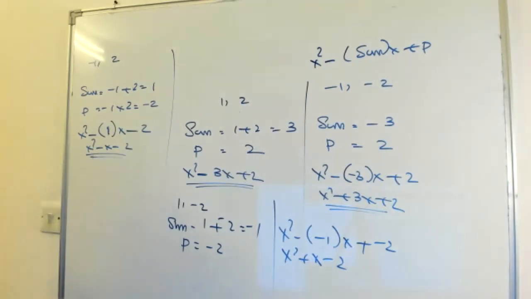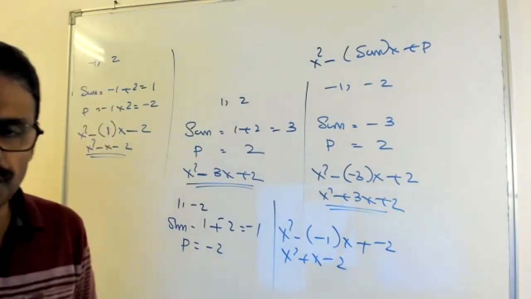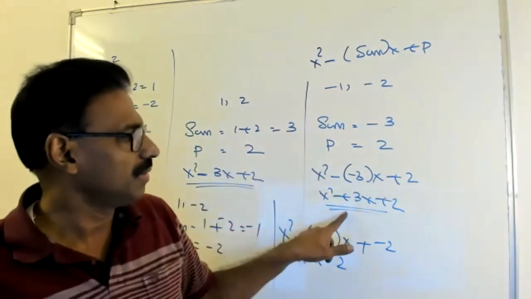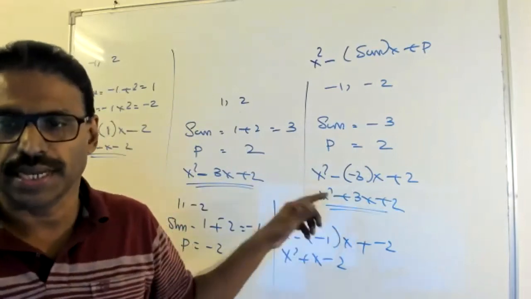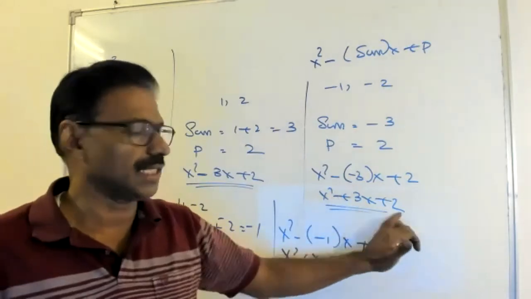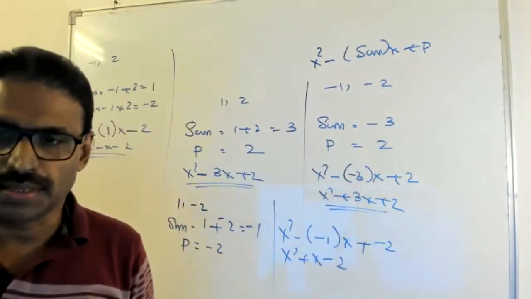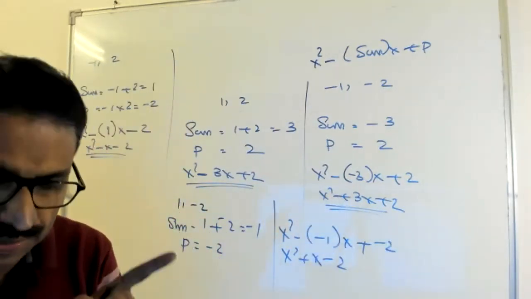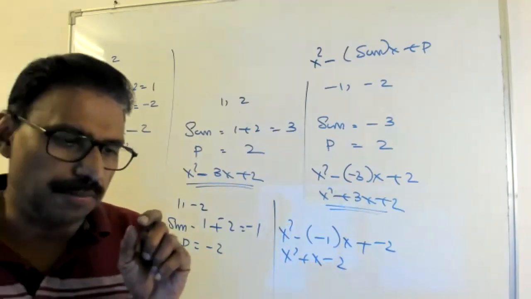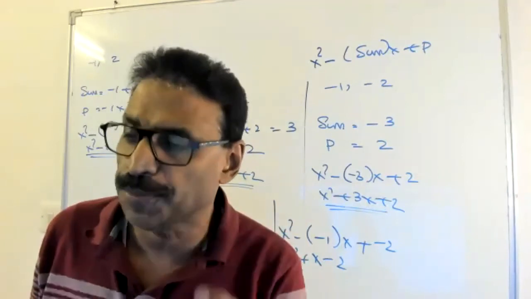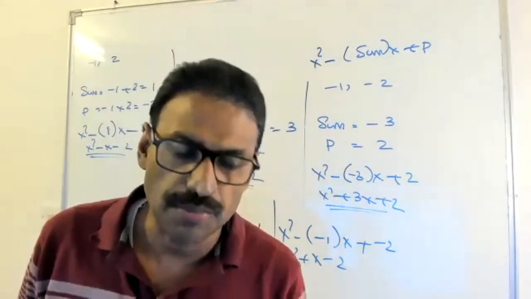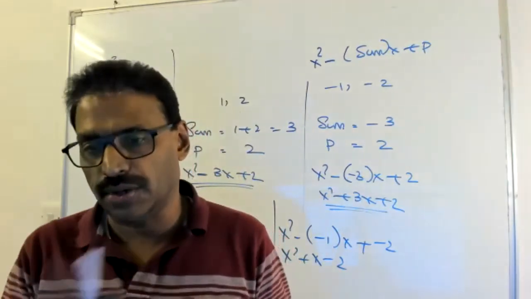Check all, everyone. Now look here. When both are negative, we get the format x square plus 3x plus 2. If both are negative only, x square plus 3x plus 2, and also plus 100, agree or not? Right? Yes, sir. If the product is positive, it means both should be either positive or both should be negative. Clear or not?